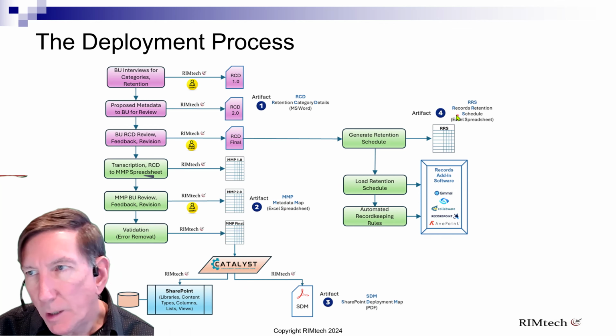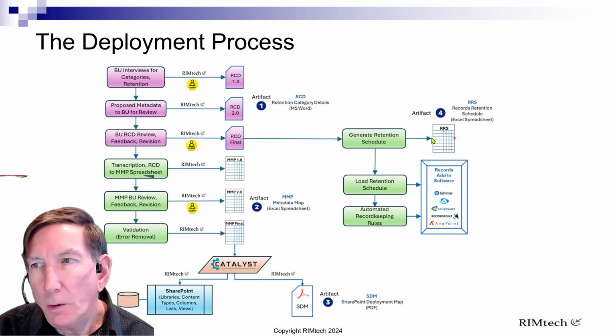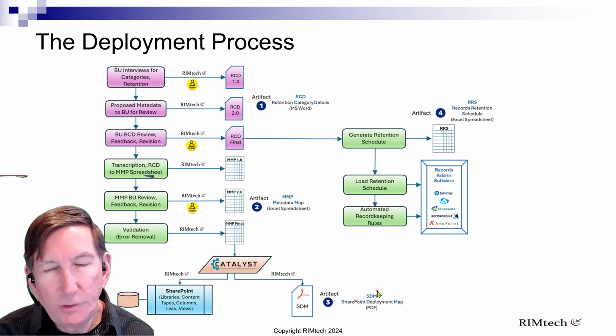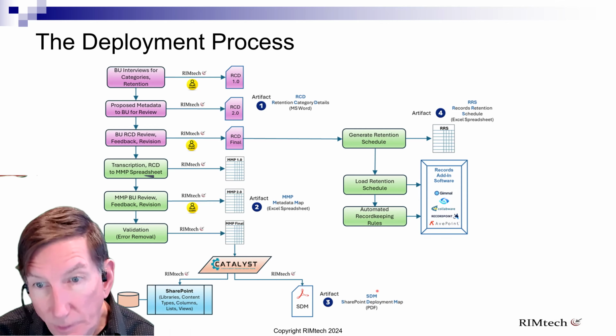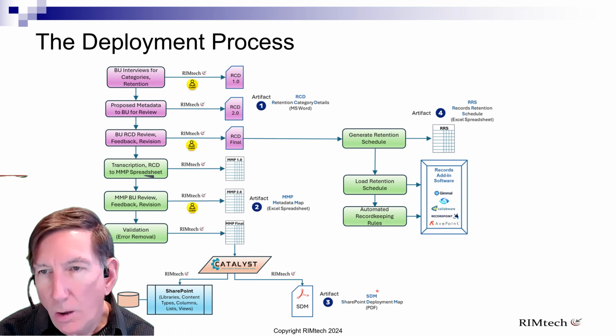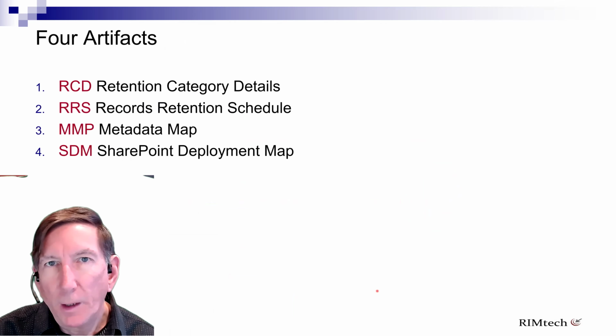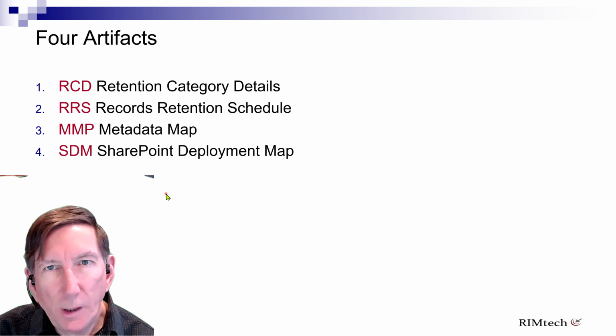There's a retention schedule, which is an Excel spreadsheet that can be loaded into any one of these 5 record software products. And then there's the SDM, SharePoint Deployment Map, which is a PDF picture of everything going on under the hood in SharePoint. Okay? All very useful for deployment. So I'll just show you a glimpse of these 4 artifacts.